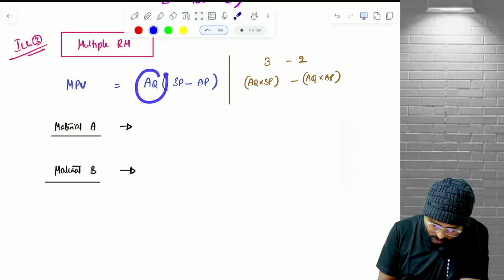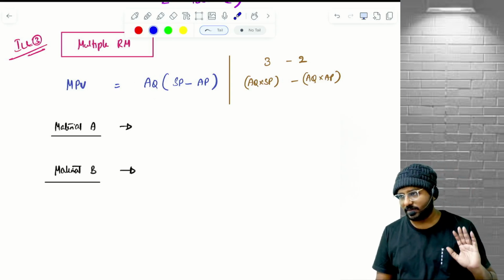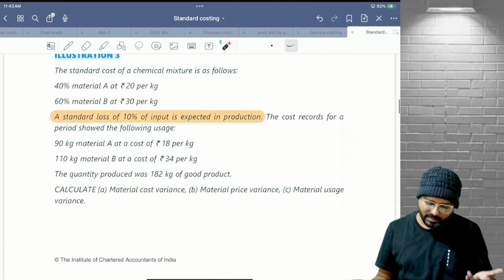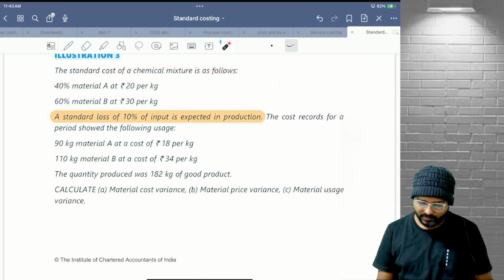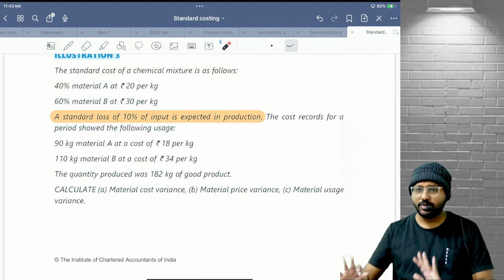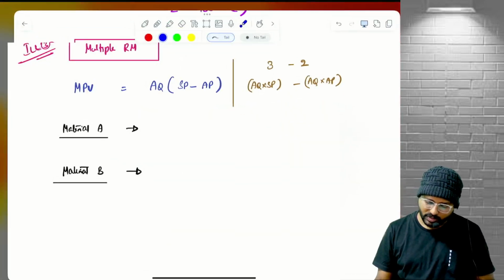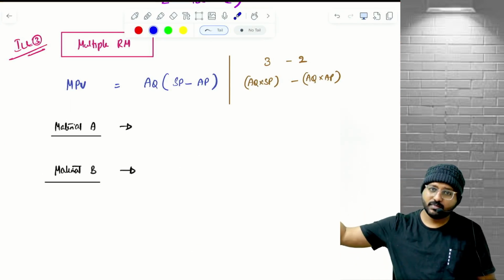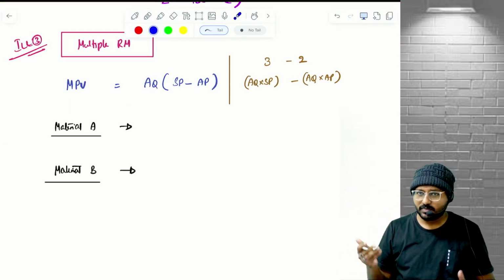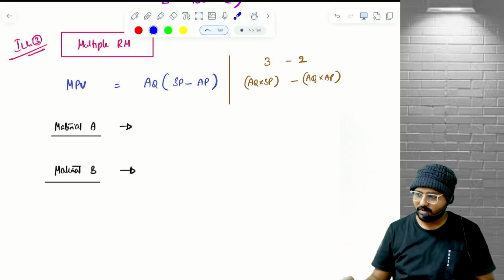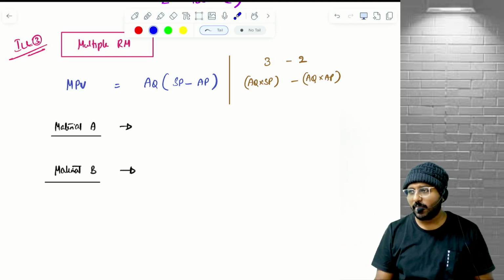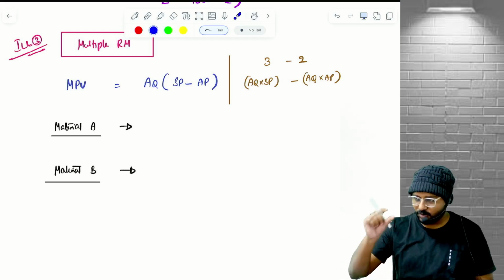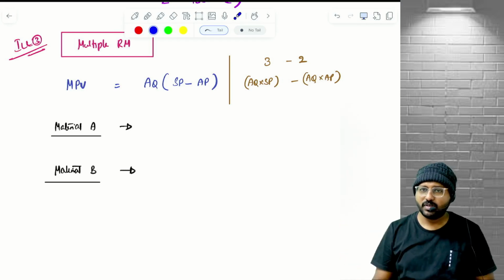AQ means actual quantity purchased, because it's a price variance. But do I have actual quantity purchased data in the question? No. I only have actual quantity consumed in production. Therefore, in this question also, AQ means actual quantity of raw material consumed for actual output. SQ means standard quantity of raw material consumed for actual output.